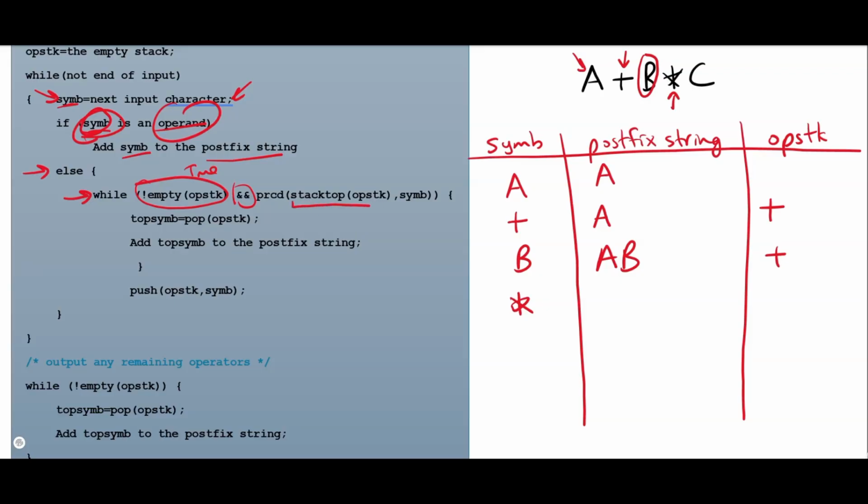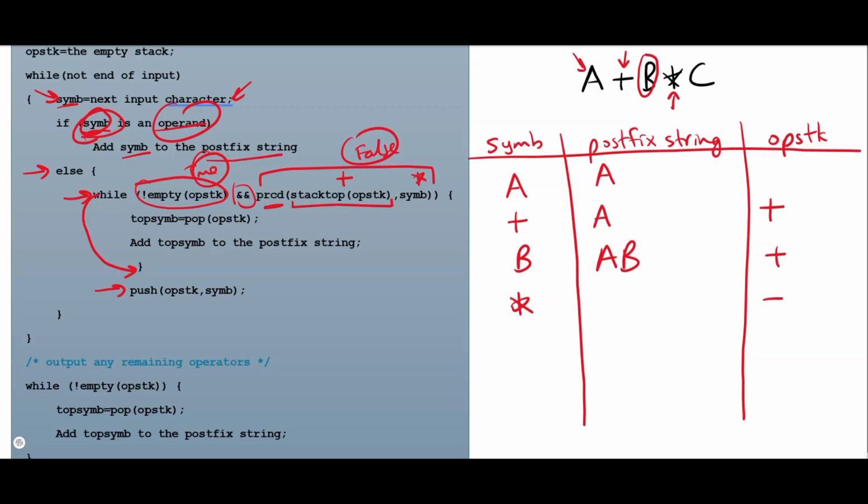The last inserted operator in the stack is what? Plus. When you look at the stack, you will see plus. What is my symbol? Multiplication. Okay, let's check the precedence function. Plus has higher priority than multiplication. True? No, false. So when I have false here, true and false produce false. Again, I'm skipping the loop. I will not execute the loop body and I will push the symbol into the stack.